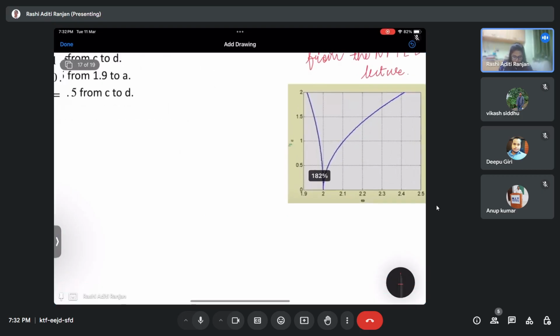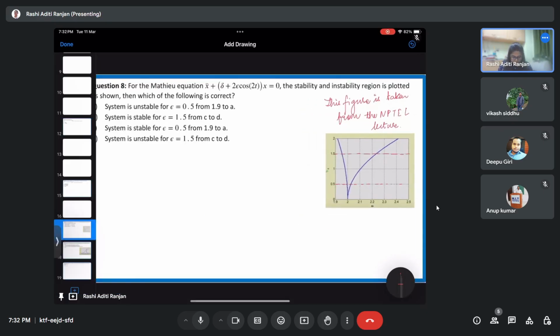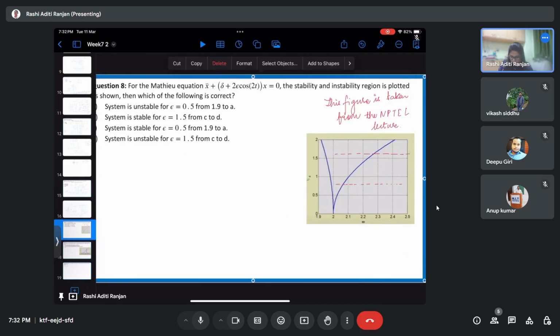we have two values, 0.5 and 1.5. So if I draw a line over here and here, okay, what am I going to get? Just a second.